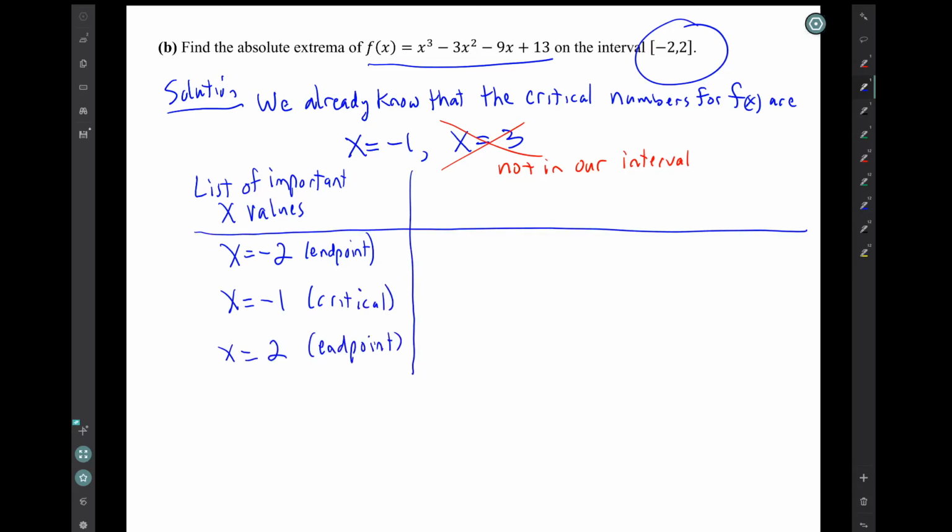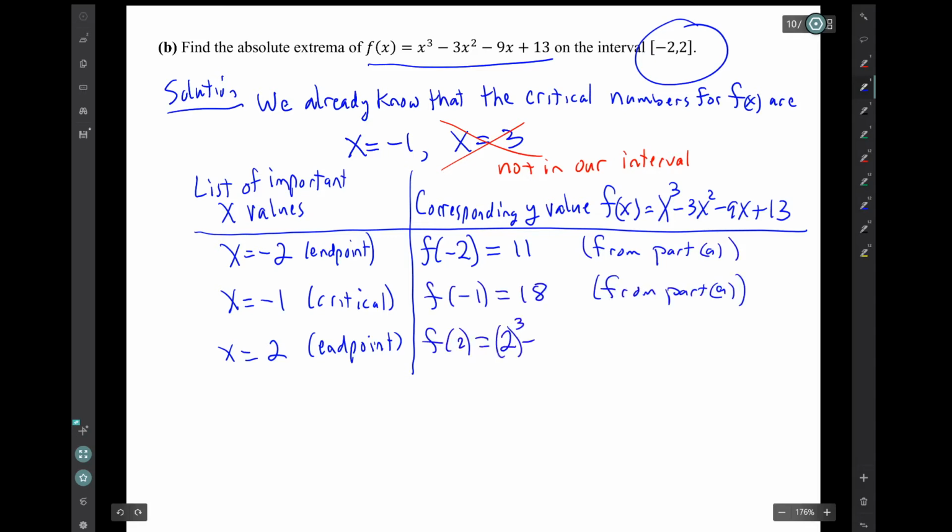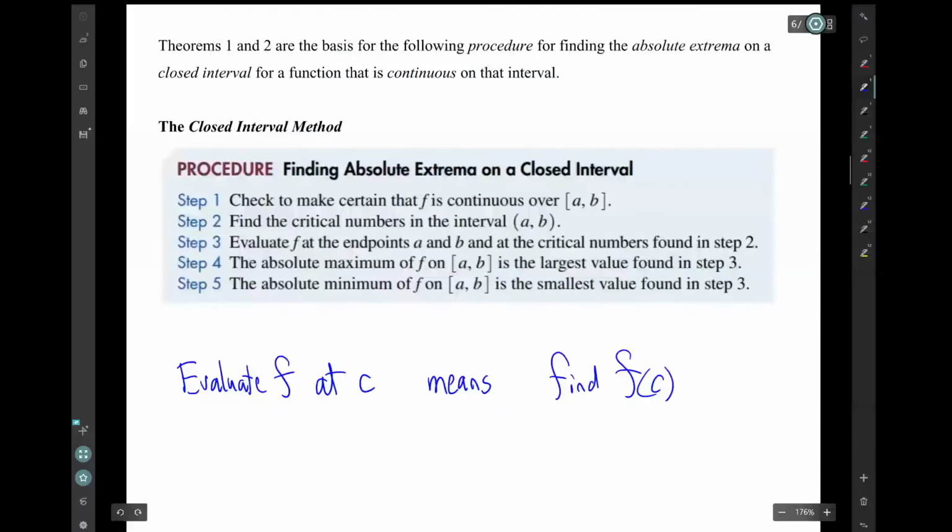And put a column next to it for the corresponding y values. So there's our list of corresponding y values. So here we've done so far steps 1, 2, and 3. We already knew that our function was continuous. We already knew the critical numbers, and we made our list of important x values, and we found the corresponding y values. So that stuff is done.